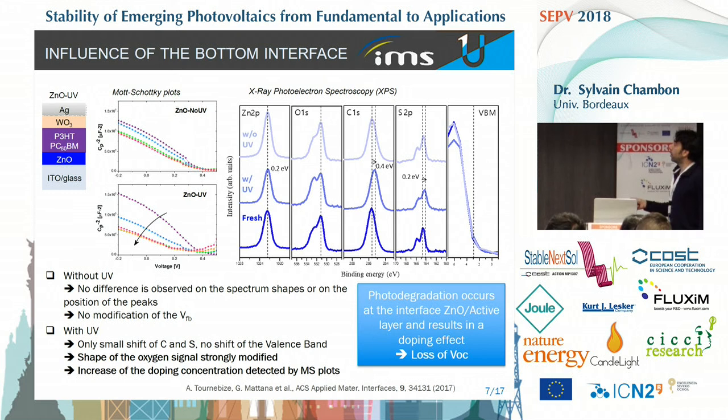When we analyzed the Mott-Schottky plots, we didn't observe any modification of the valence band, the flat band potential, but we observed some kind of doping. When we analyzed the XPS spectra of the thin film on the zinc oxide, we did not observe the shift of the peak we had observed with titanium oxide. But we observed some changes in the oxygen peak here.